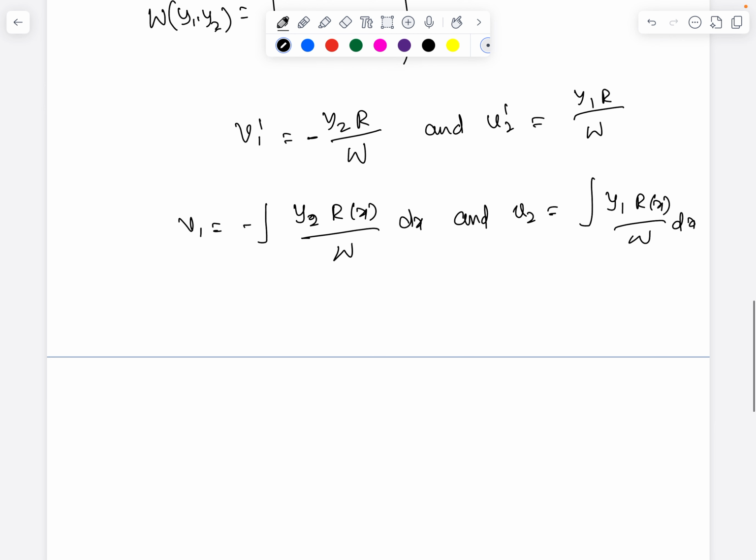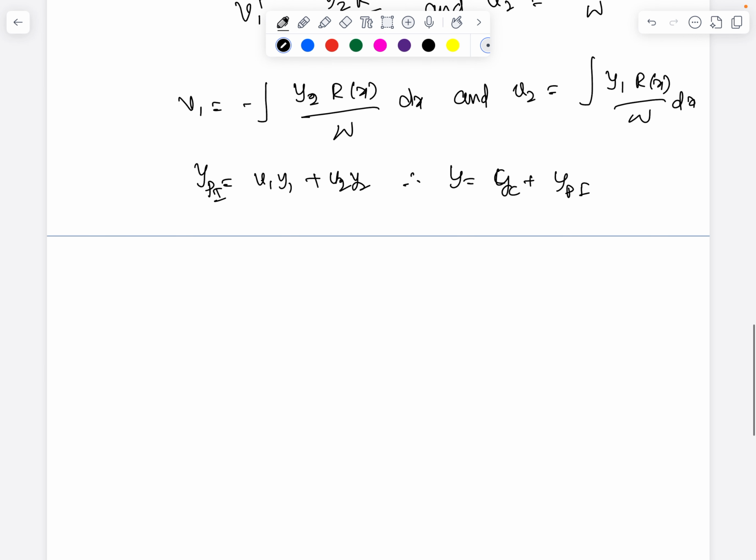So if you know y1 and y2, which are the solutions to the homogeneous differential equation, and W, which you are getting from y1 and y2, therefore you are able to get yp as v1 y1 plus v2 y2. Therefore y is equal to yc plus yp, which is the solution to the given differential equation. So this is easy to handle, very easy to follow. You can solve many varieties of problems.